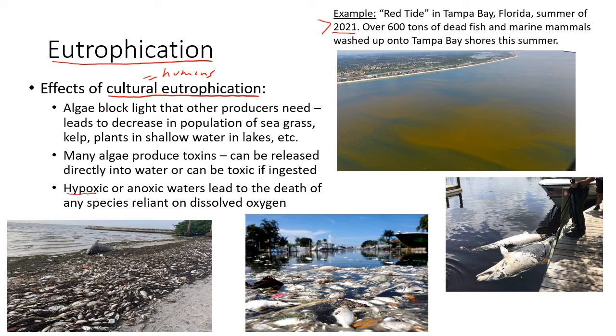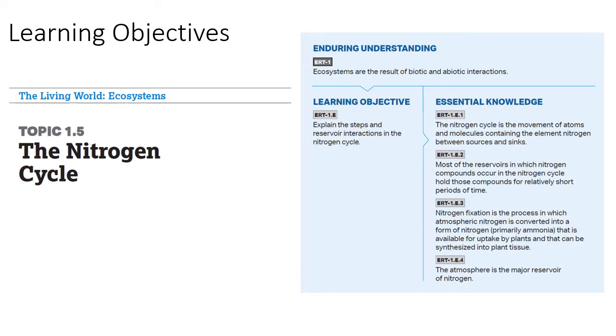Hypoxic and anoxic waters. Again, low oxygen or no oxygen will lead to the death of any species that requires oxygen. So again, back to the learning objectives, the essential knowledge. The nitrogen cycle is the movement of atoms and molecules containing the element nitrogen between sources and sinks. Okay, we talked about each step in that cycle, and you guys should be familiar with each step in that cycle.